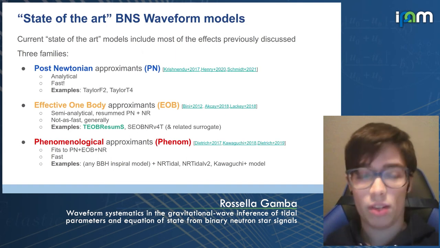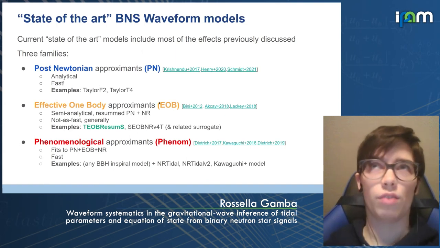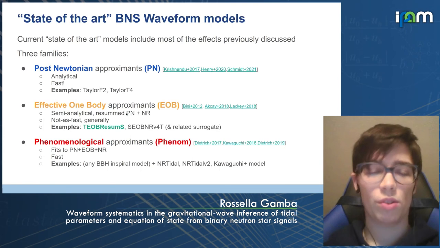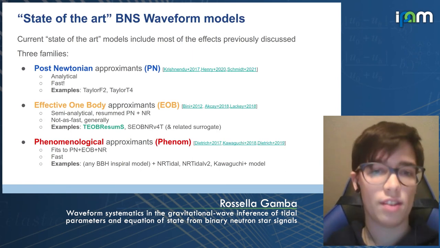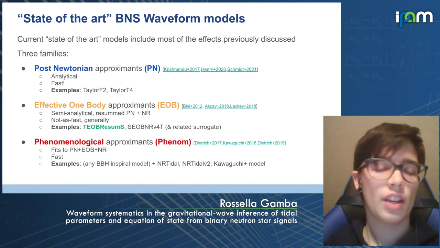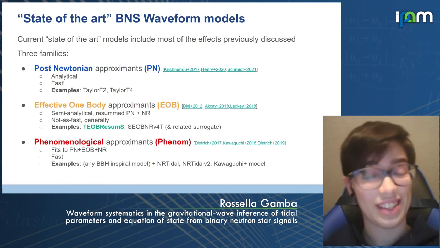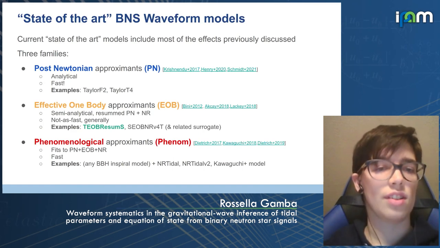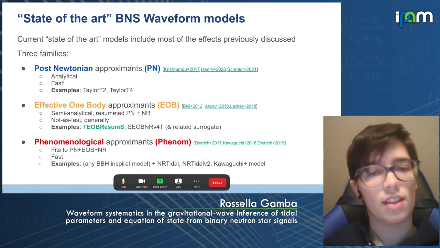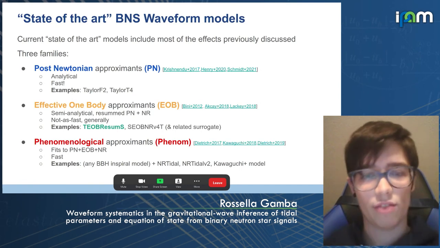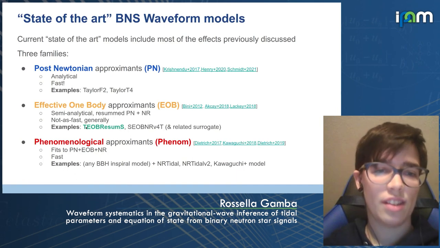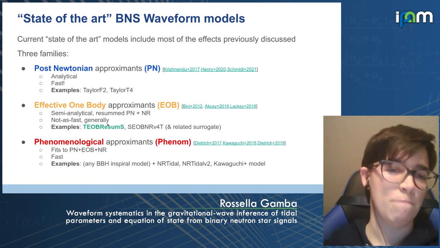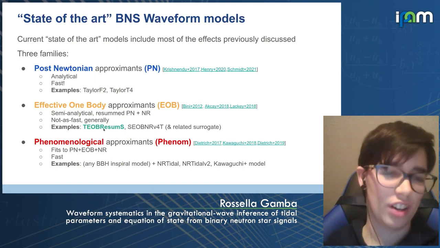Then we have effective one-body approximants, which I will dub EOB for the rest of this talk, which are semi-analytical. They use some resummed post-Newtonian information and also some fits to numerical relativity and also perturbation theory. They are generally not as fast as post-Newtonian, unfortunately. And the two main avatars, at least for binary neutron stars, are TEOBResumS and SEOBNRv4T, and its frequency domain surrogate. And TEOBResumS here is highlighted with respect to the other approximants, because it is the waveform model that I work on directly.